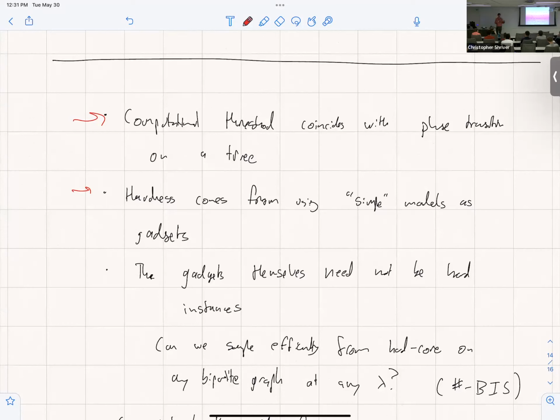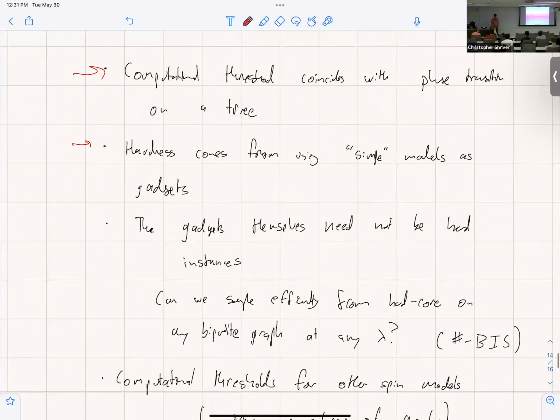And I'll talk tomorrow about condensation threshold and cavity method and things like that. But the computational hardness comes from the most simple models, the ones where we actually really understand the probability very well. But the gadgets themselves need not be hard instances. So, the gadget is a random bipartite graph. I could actually ask the algorithmic question on that. And there, you shouldn't necessarily expect it to be hard.